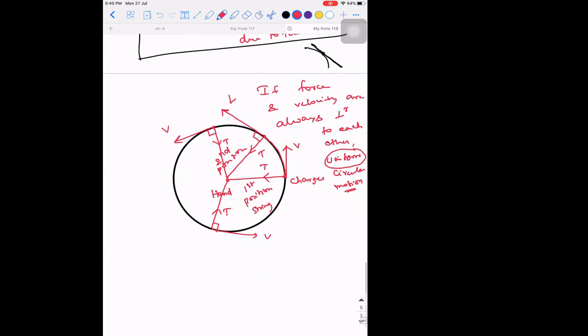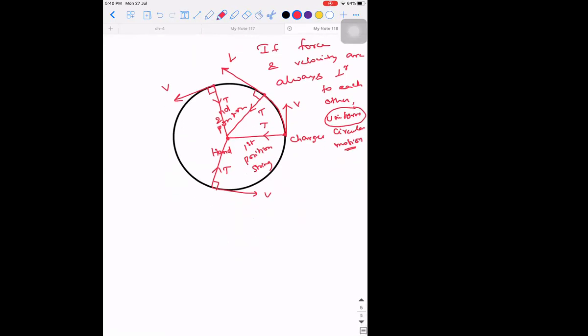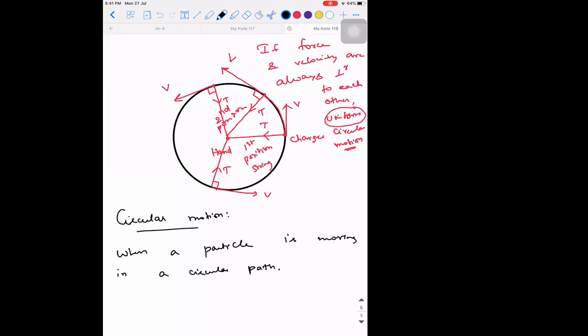Okay. Now I will give you certain terms, try to understand. What we are trying to learn is circular motion. So if you have to give a simple definition to it from the name, what will you say? When can you say a motion is circular motion? When a particle is moving in a circular path. As simple as that, nothing outside this.